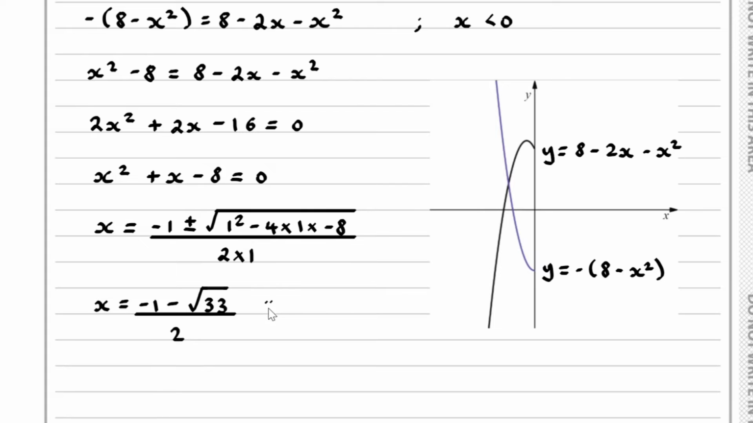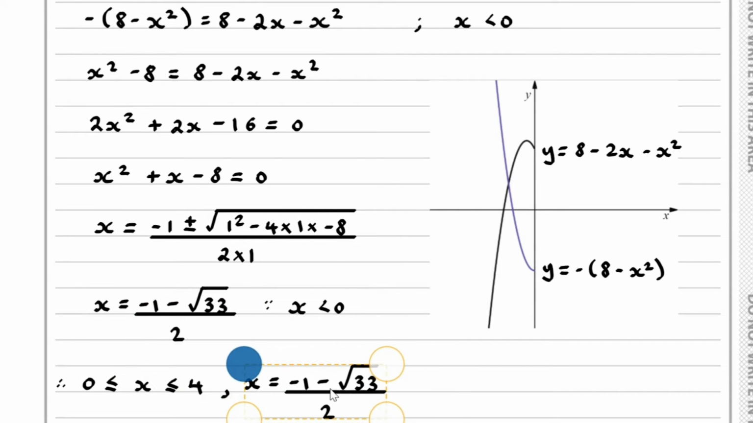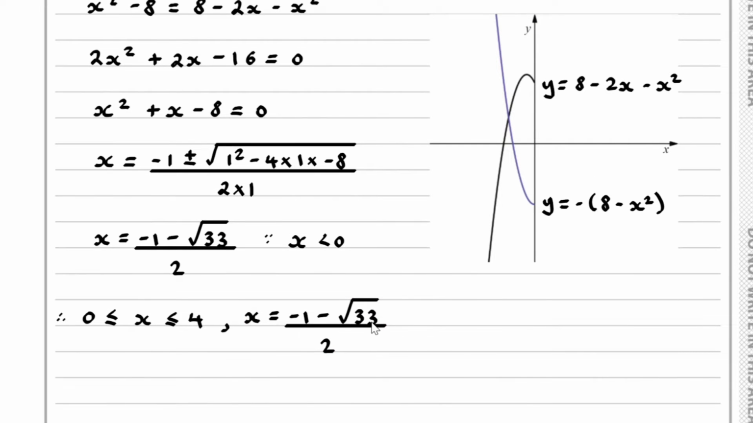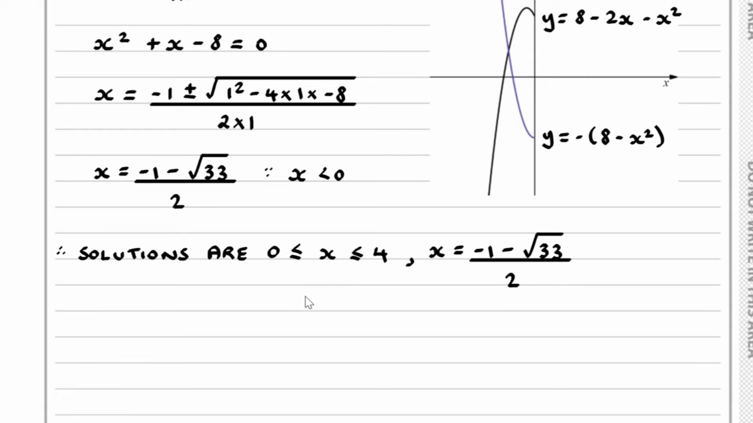And that's because x is less than 0. And therefore, when we come to state our solution, we've got x being in between 0 and 4. And we've also got the solution here, x equals minus 1 minus square root of 33 over 2. So these are the only solutions.